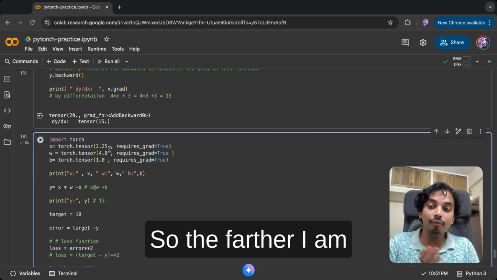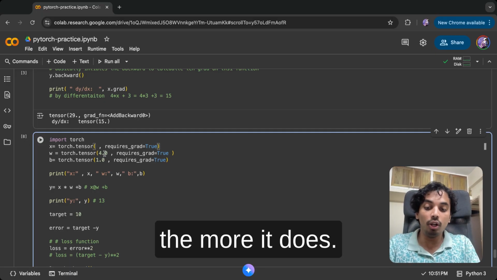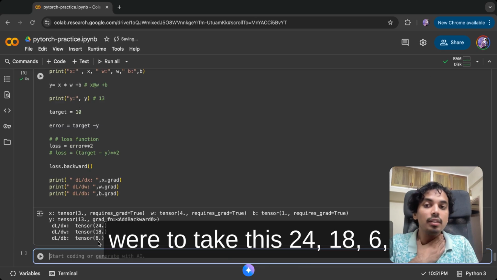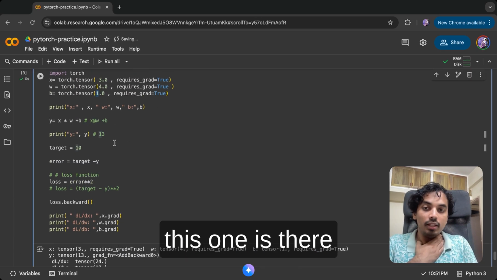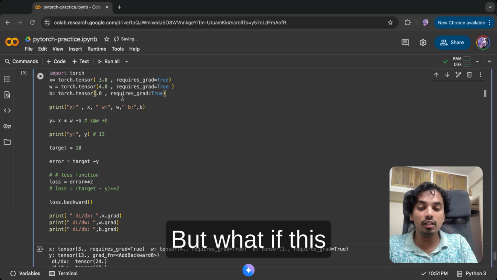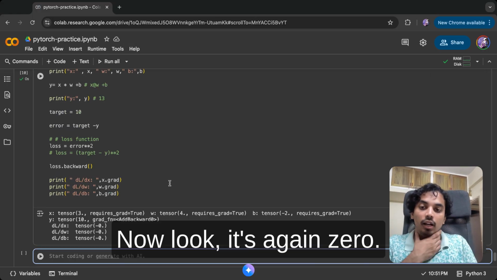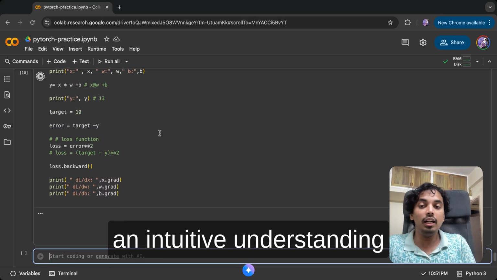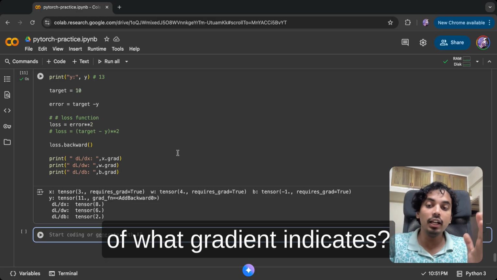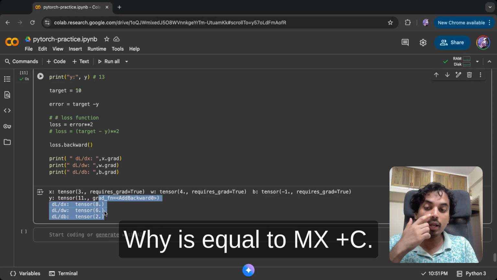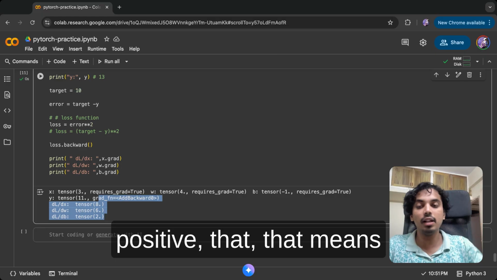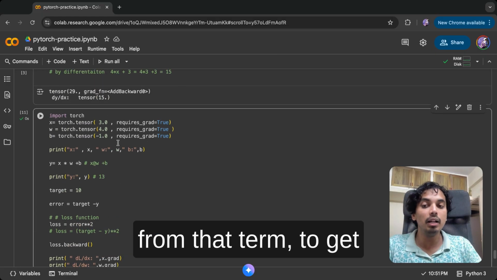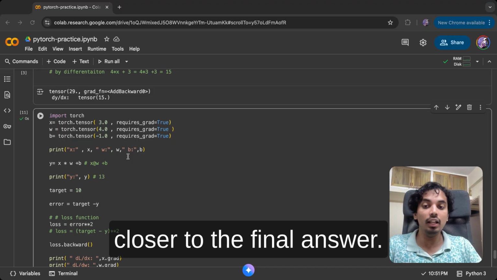So the farther I am from the target, the larger the gradient. For example, take 24, 18, 6. You can clearly see 3 times 4 is 12. But what if this was negative 2? Now look, it's again 0. Are you getting an intuitive understanding of what gradient indicates? Gradient basically indicates a slope. Y is equal to mx plus c. When the slope is positive, you have to remove a larger value from that term to get closer to the final answer.